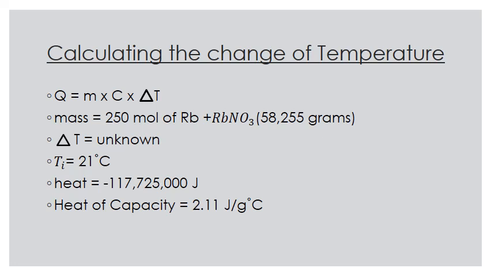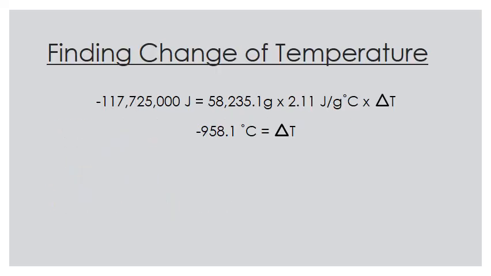since it's losing that much heat, it would most likely be in the solid state. We plug our given information into the equation, and we end up getting negative 950.1 degrees Celsius as our change of temperature. And that is the final thing that we had to do in this project, and that is the end of this presentation. Thank you for listening, and I hope you have a great day.